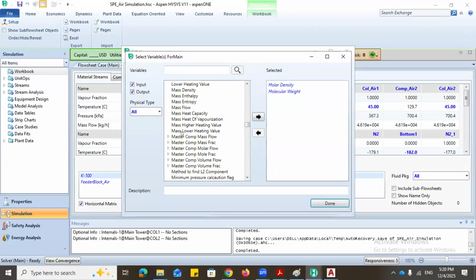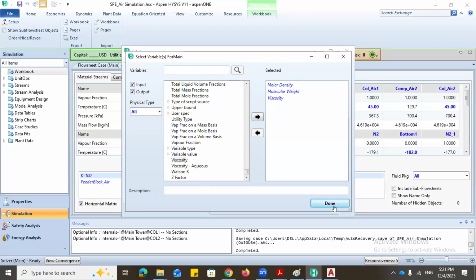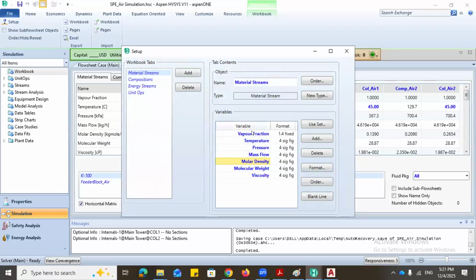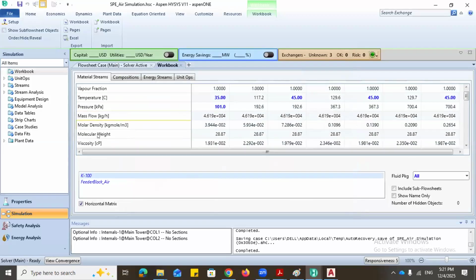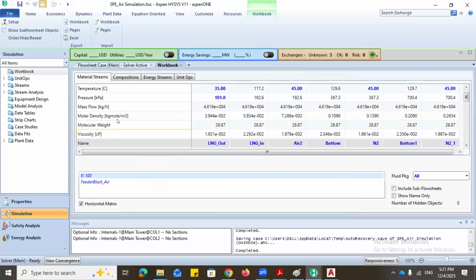And the last one is viscosity. This is viscosity. Click add. After we are done with that, we just click done. So we have it as per standard based on what the licensors are doing, right? You can arrange them in order if you want, but I guess it's in order. You can just close this and confirm they are there: vapor fraction, temperature, pressure, mass flow, molar density, molecular weight, and viscosity, right?